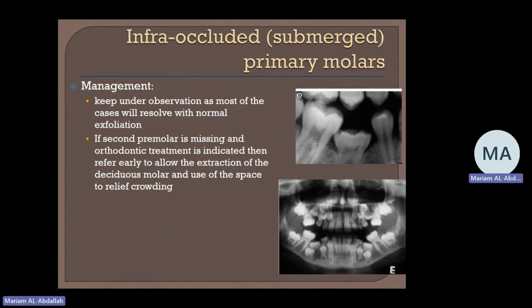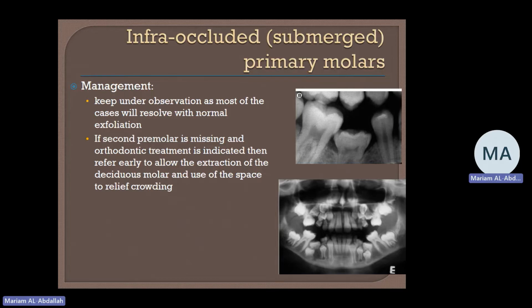So what's the management? Well, as long as it's mild, also moderate cases, keep under observation, because luckily the majority of the cases will end up with normal exfoliation and the successor coming through successfully. But if the second premolar is missing, or the case is getting worse and the adjacent teeth are about to tip and we have the risk of space loss, then it's important to go for active management.